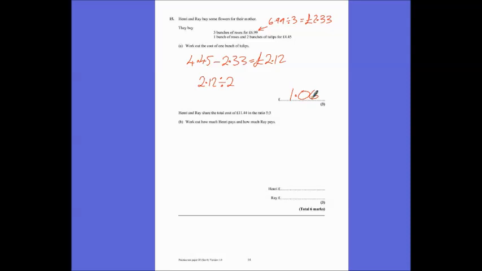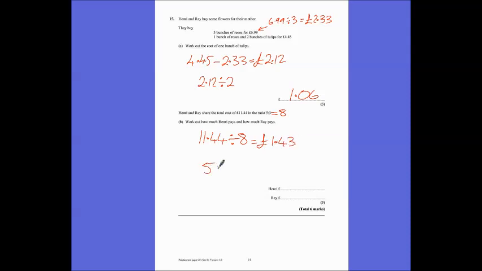Henry and Ray share the total cost of £11.44 in the ratio of 5 to 3. Work out how much Henry and Ray pay. So £11.44 and 5 to 3 is in 8 parts. So we need to divide that by 8, which gives me £1.43 per part.